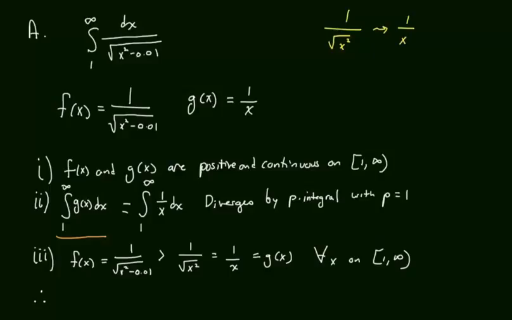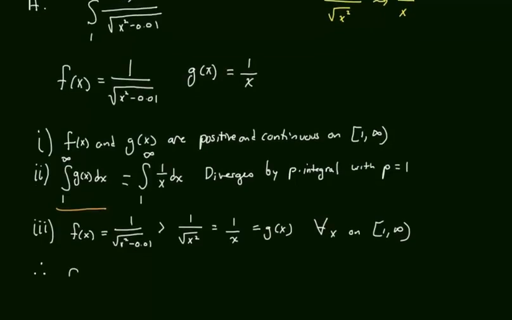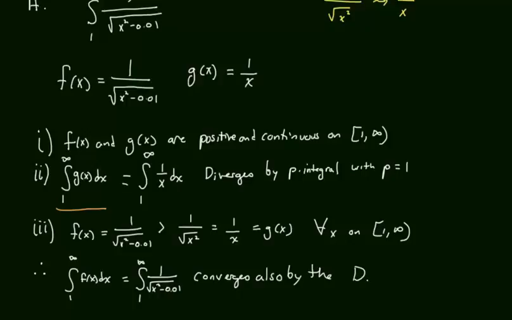And therefore, let me just scroll down slightly, the integral from 1 to infinity of f of x dx, notice I wrote that generically, I'm going to ask you to do the same, which equals the integral from 1 to infinity of 1 over the square root of x squared minus 0.01, diverges also by the direct comparison test.